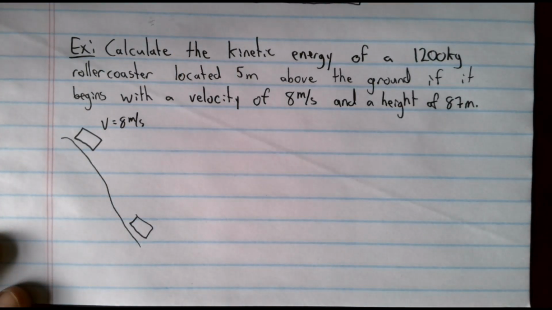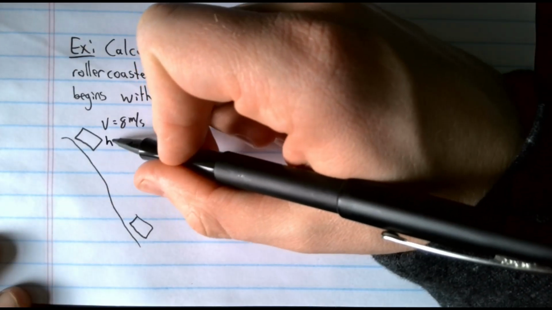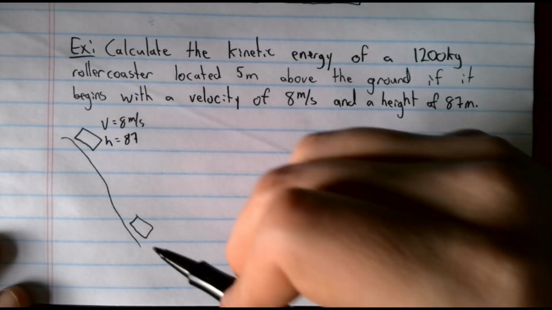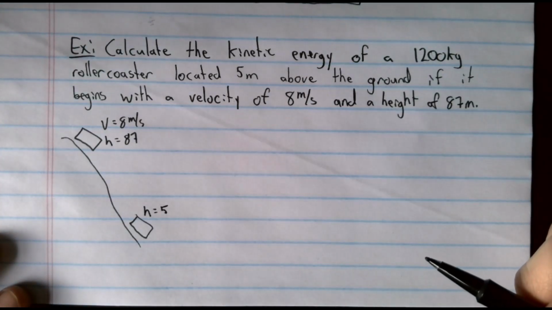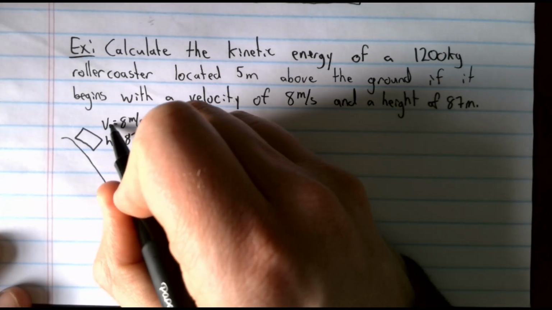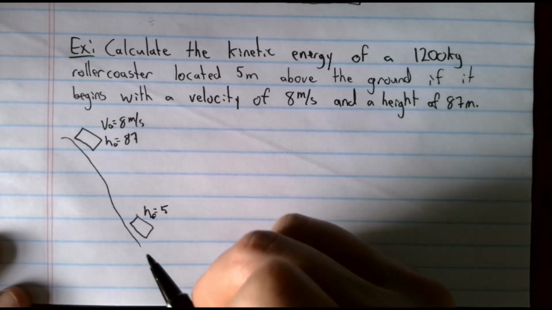Velocity at the bottom location, well, we don't know that. The height up top is 87. And the height down low is 5. I'm going to go ahead and add initials and finals. The roller coaster starts up here, so that's initial velocity and initial height. Roller coaster ends down here, so that's final height.